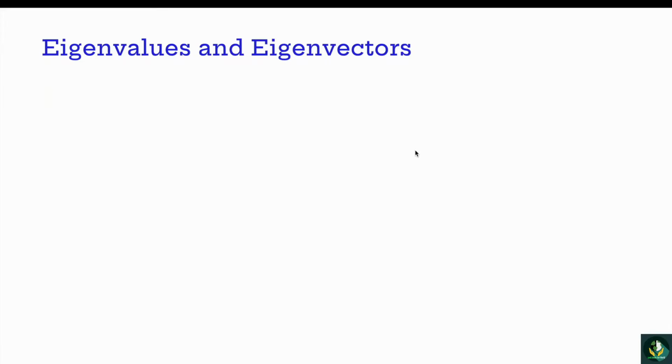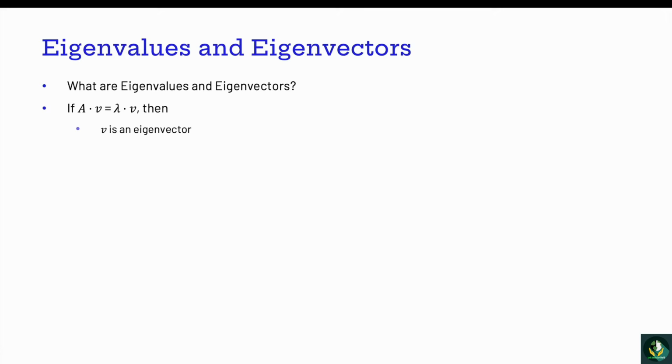Next, let's look at eigenvalues and eigenvectors. What are eigenvalues and eigenvectors? They are properties of square matrices that describe transformations. For example, if a matrix A times V equals lambda times V, then in this case V is the eigenvector, a vector that doesn't change direction during the transformation, and lambda is an eigenvalue, a scalar indicating how V is scaled during the transformation.